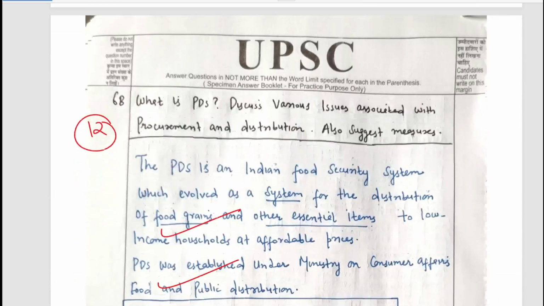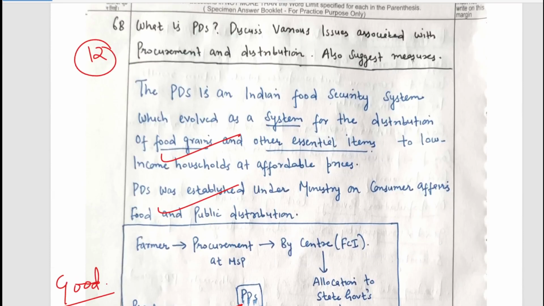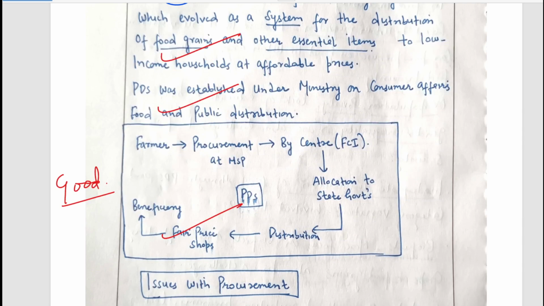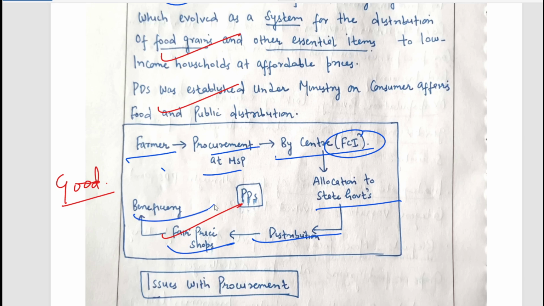So the next question is, what is PDS? Discuss various issues associated with procurement and distribution and also suggest measures. So we all know what PDS is. Okay, that is public distribution system. So it is a government system through which food is procured, distributed, and other things are done, and you can see a good diagram of PDS is made here. From farmer, it is procured at MSP, then it goes to FCI, then it is allocated to state governments, then there is distribution through fair price shops to beneficiaries.